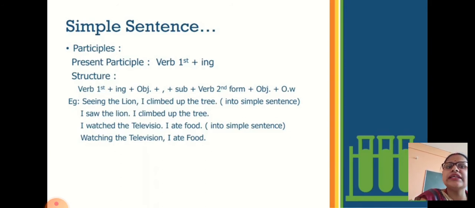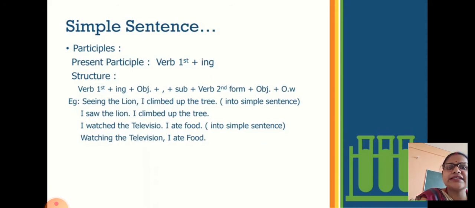I saw the lion, I climbed up the tree. Two statements are there, both started with a common noun, that is I. So how will we change this? Seeing the lion, I climbed up the tree.